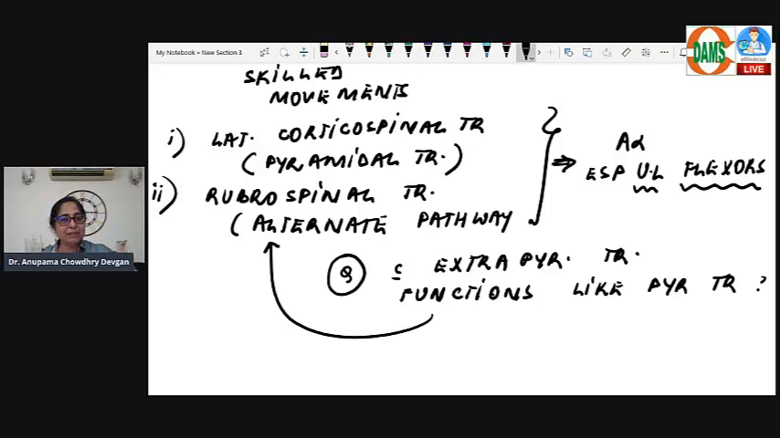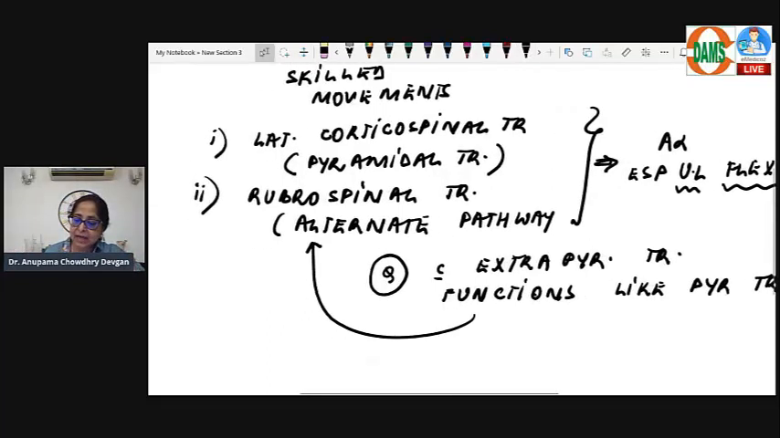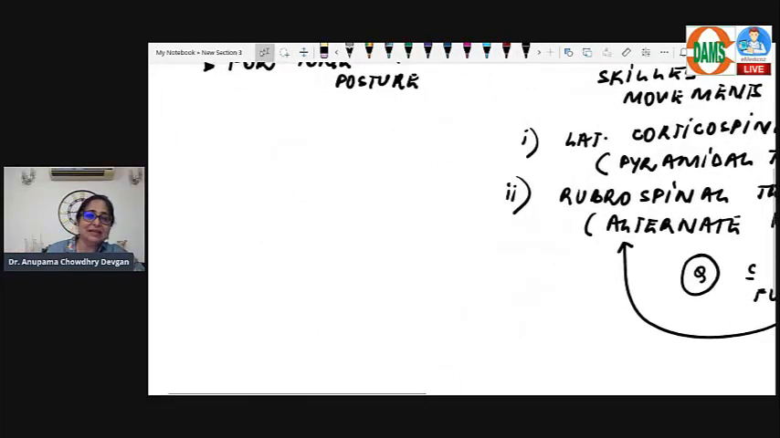Remember, the lateral descending pathways are involved in fine skilled movement, and they supply the A alpha, especially of the upper limb flexors. Let's have a look at the medial descending tracts. The medial descending tracts are the anterior corticospinal tract.